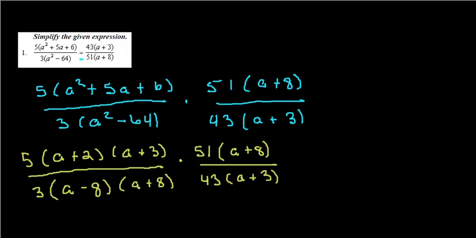Alright, now for the simplifying portion of this. Okay, I see an a plus 3 here and a plus 3 here. Well, when you multiply anything by 2 over 2 or x over x, it will just be 1. So we can cancel this out and cancel this out. I see an a plus 8 here and also an a plus 8 here, so that's all canceled out.